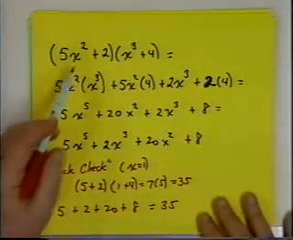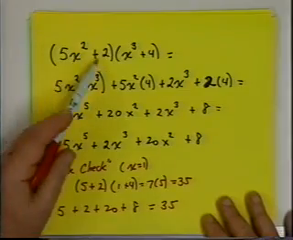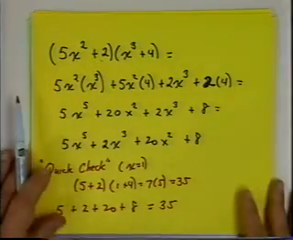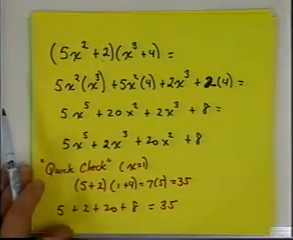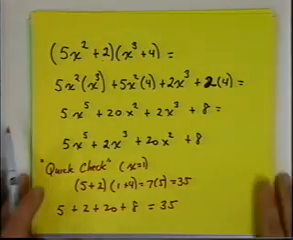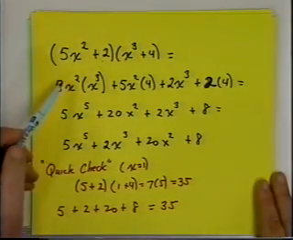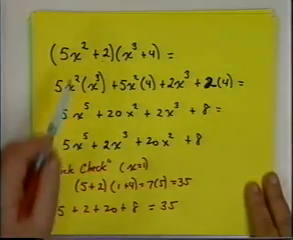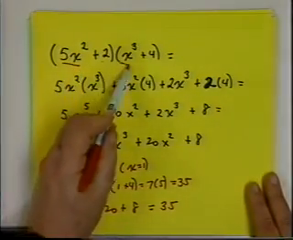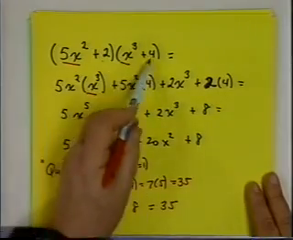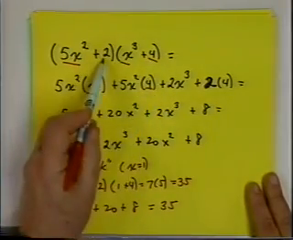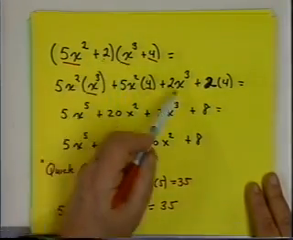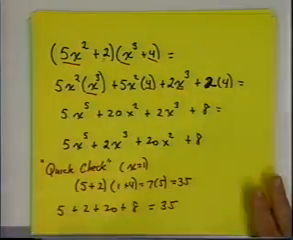Suppose I say, let's multiply 5x squared plus 2 by x cubed plus 4, x to the 3rd power plus 4. What's the rule again? Very simple. Every term in the first set of parentheses is going to multiply every term in the second set of parentheses. So the 5x squared has to multiply the x cubed, and it also has to multiply the 4. And the 2 also has to multiply what? The x cubed and the 4.